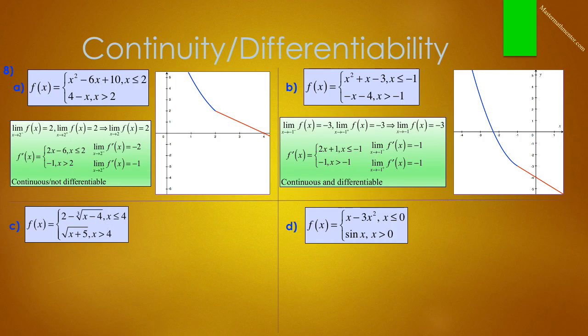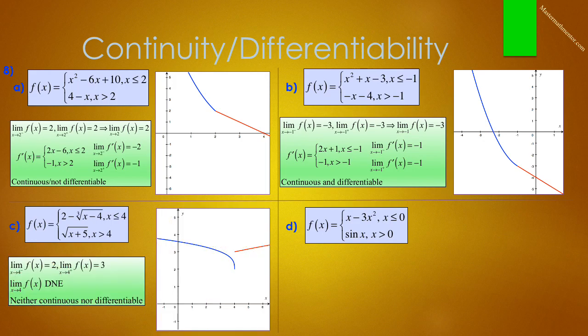And now look at the limits. The limit of f prime of x as x approaches negative 1 from the left is negative 1, and from the right is negative 1. These are both the same, so this is a continuous and differentiable function. If you look at the graph, you will see that the transition from the parabola to the line is smooth.